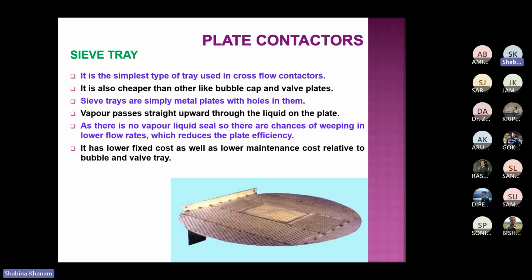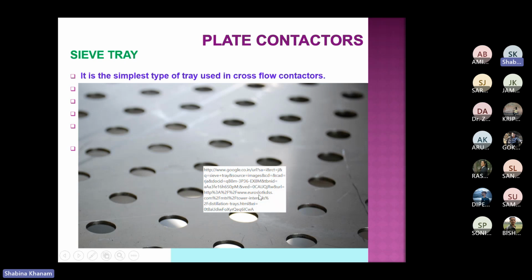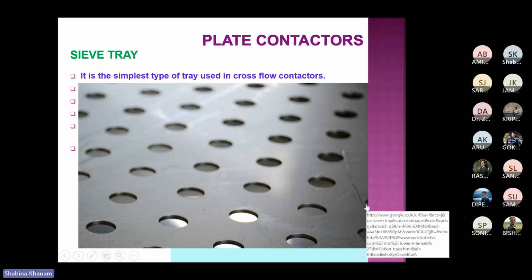Another point is that it has lower fixed cost as well as lower maintenance cost relative to bubble cap and valve trays. These trays we will discuss in subsequent slides, but the sieve plate has the lowest fixed cost, therefore it is the cheapest as well as the simplest. Of course there is a limit to operate. If you consider a sieve plate, it is nothing but this type only: a metal plate where holes are available at regular intervals.